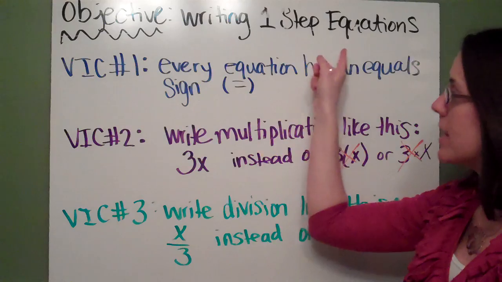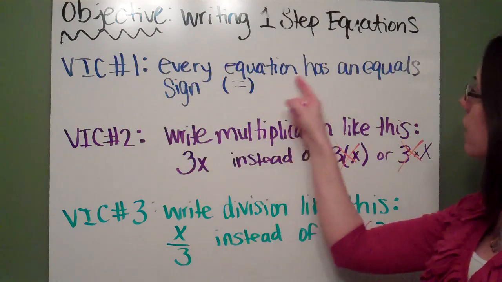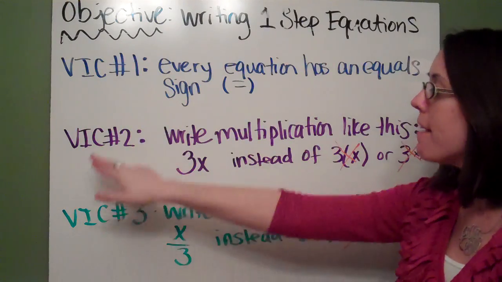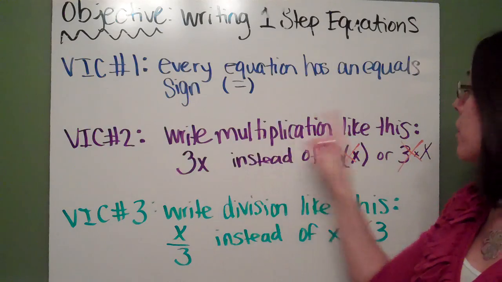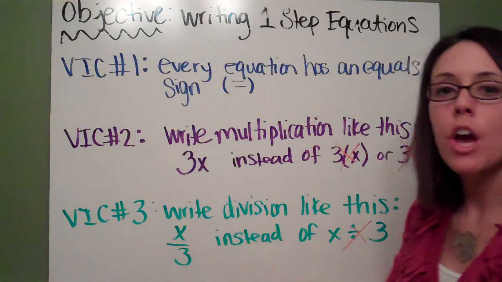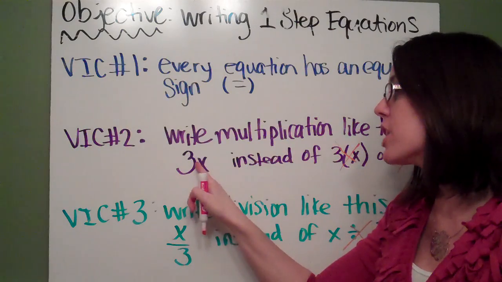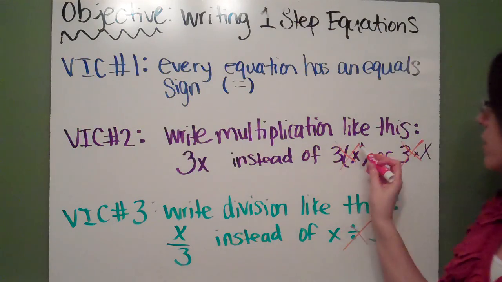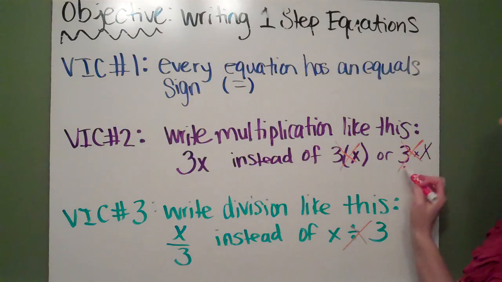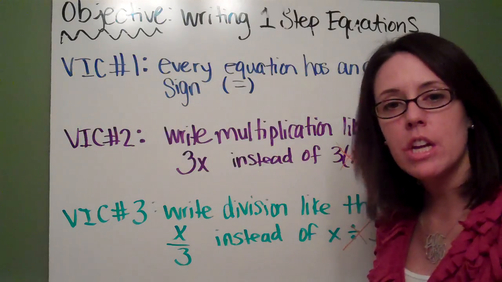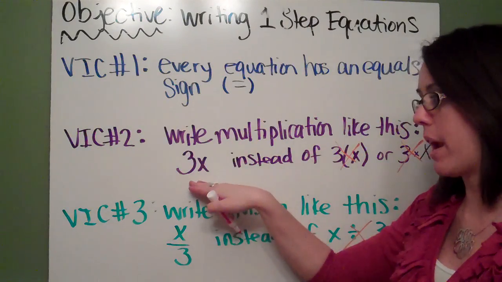Writing one-step equations. Big number 1, every equation has an equal sign. Big number 2, I want you to write multiplication like this. Remember, 3 times x would be 3x. Multiplication is implied. I want you to get away from using the parentheses or the little x for multiplication as we're going to write these more algebraically.